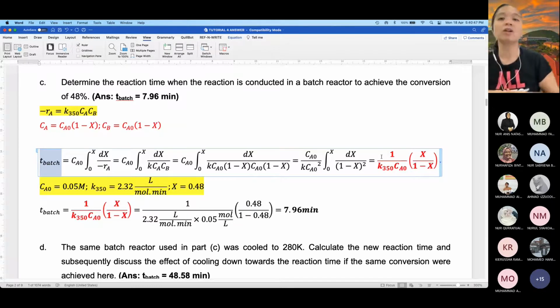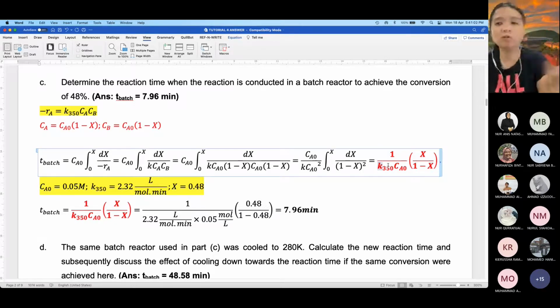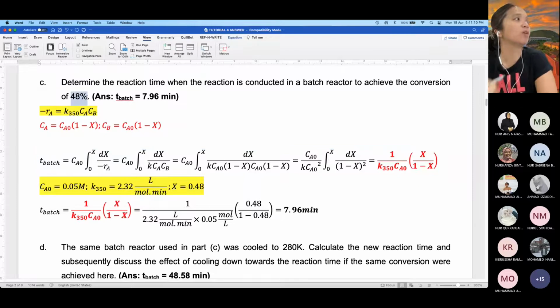We have checked the reaction time. So the left hand side is what we want to find, the reaction time. On the right hand side, by right, for the three unknowns X, K, Ca0, we must substitute values. K is still the same, the temperature did not change, and Ca0, the initial concentration, is still the same. In this question, our X is 0.48.